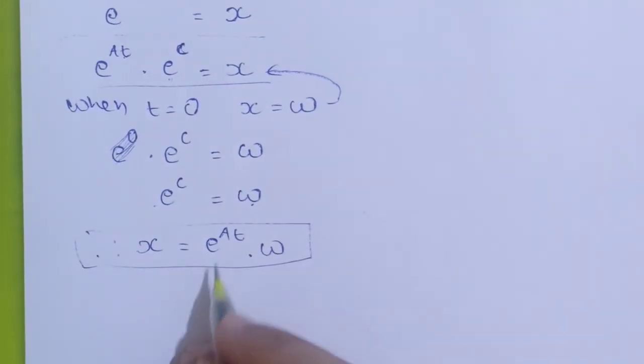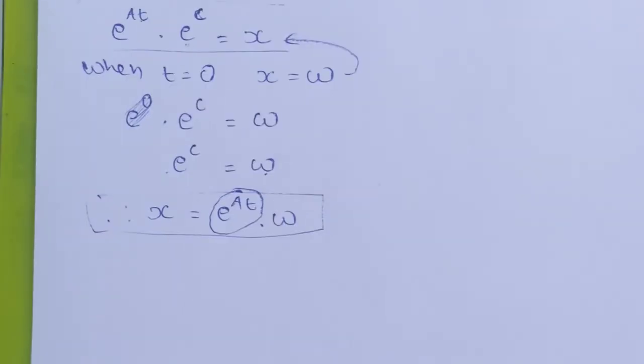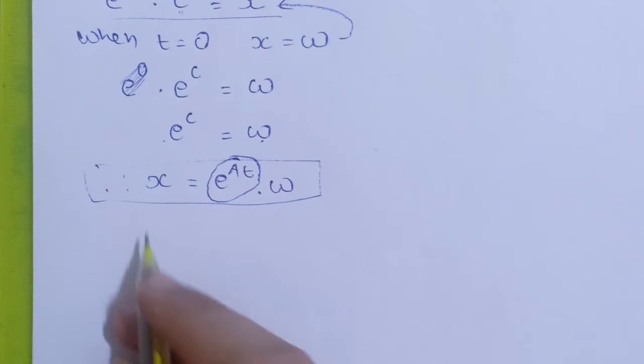Now there comes a question: how to find the value of this particular thing, right? That is the exponential form. We have a direct formula which we can basically remember.